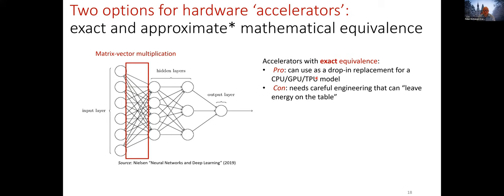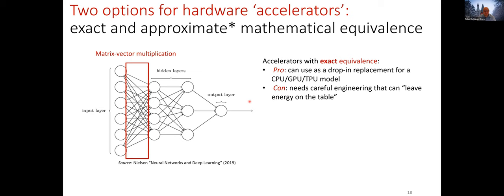The con of this approach is that you need to now very carefully engineer your physical system so that you are making an exact equivalence, that you are actually doing a matrix vector multiplication exactly as the training was assuming. And this careful engineering can really leave energy on the table. So anytime in engineering where you impose constraints, if you want exactly this function to happen, now you need to go slower or use more resources than you would if you were looser about things.